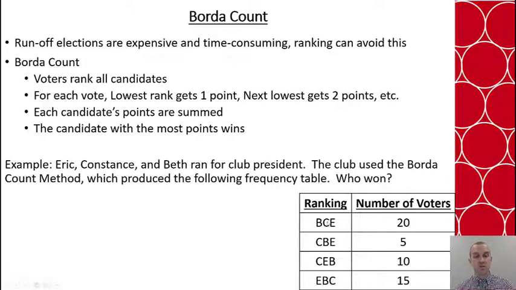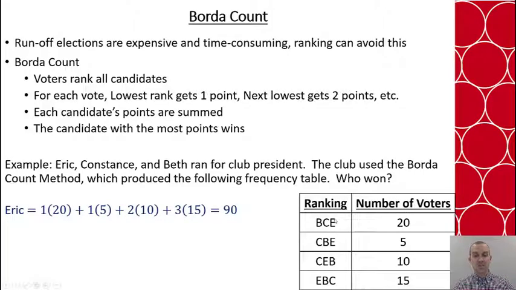So what we would do is we take their ranking value and multiply it by the frequency for each of those rows. So let's start with Eric. He finished third, so he gets 1 point for these 20 voters. That's 1 for each of the 20, so that's 1 times 20. That's 1 point for each of these 5, 1 times 5. 2 points for each of these 10, so that's 2 times 10. And then 3 points for each of these 15, so that's 3 times 15.